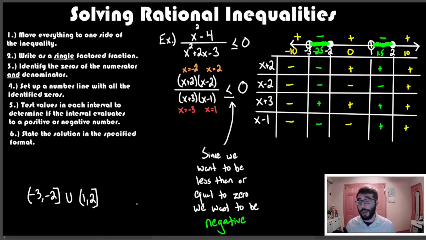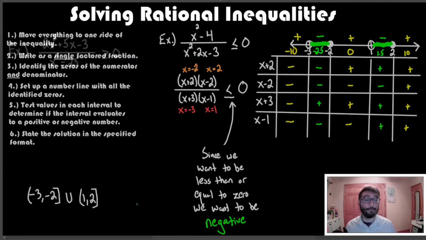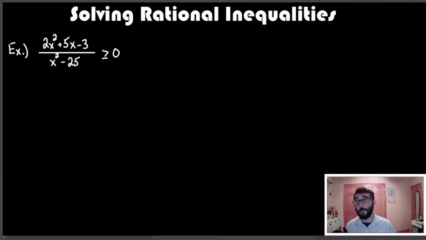So let's take a look at our second example. All right, so here is our second example. So notice we already have everything on one side of the inequality. I don't need to move anything over. Remember, your first step is to always have everything on one side of the inequality, 0 on the other. And from there, we want to make sure that everything is in one factored fraction.